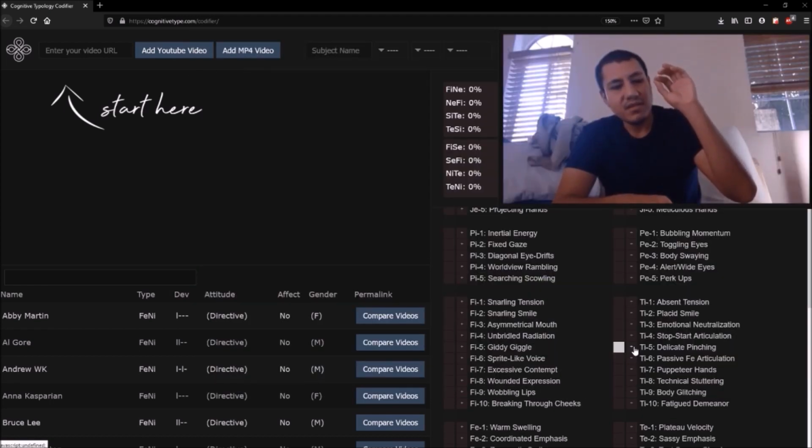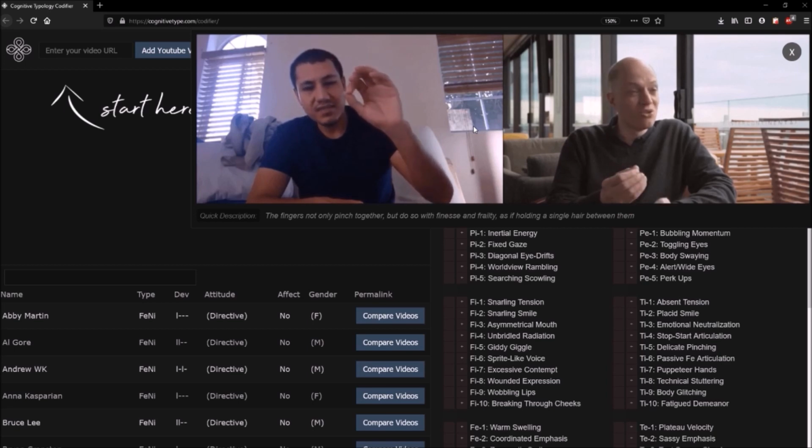And here we have TI5, which is delicate pinching. Now this is described as a very gentle, subtle finesse in the fingers as they come together. I guess you could say it's the thumb and the index finger, but it could be any other finger. Coming into contact as the person is trying to explain something with a lot of precision, because the hands become meticulous and soft, and they try to grasp as though grasping that Platonic idea with the fingertips in a very singular way. Now I have to say that some other FI users might also contact their index and their thumb in the course of having meticulous hands.